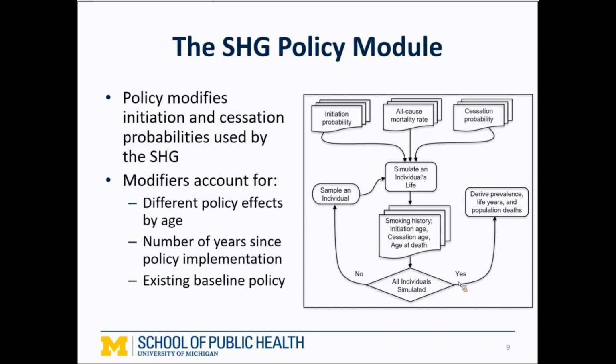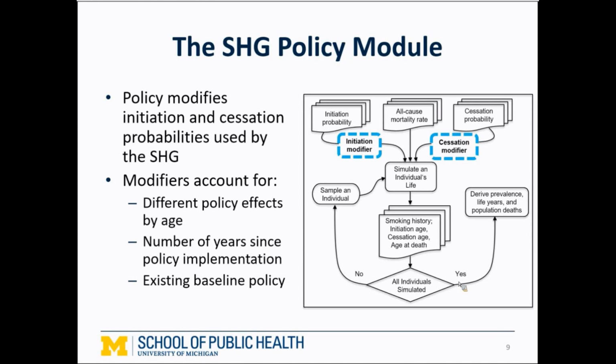So to evaluate the impact of a specific policy, we need to determine the appropriate modifiers, and we need to vary those modifiers according to each individual's age, when the simulated policy would go into effect, how long it's been since that policy was put into place, and of course the baseline policy environment. We won't go into too much technical detail about the methods today because of time, but we can try to answer any questions towards the end, and we can direct you to more technical information if you'd like to look that over after the webinar.